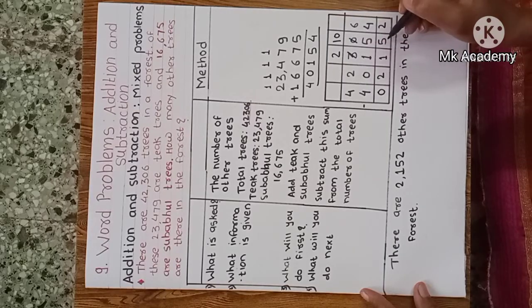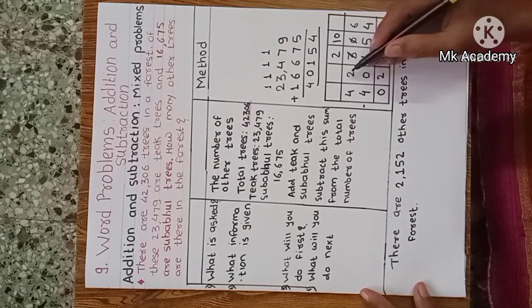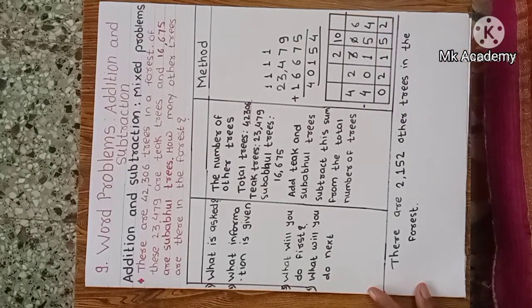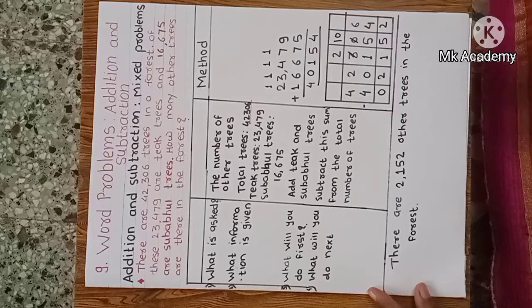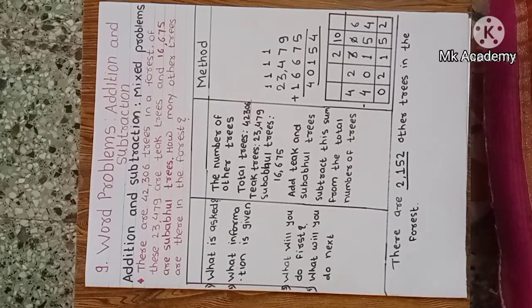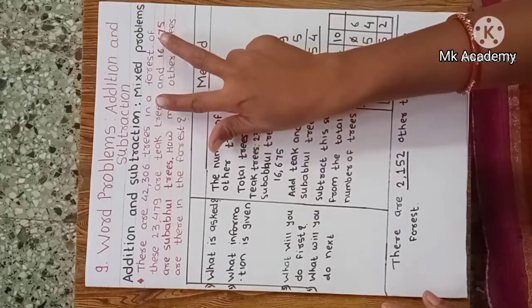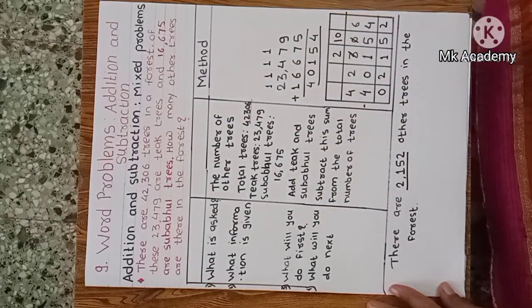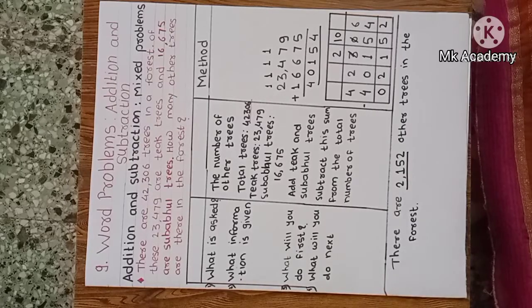10 minus 5, 5. 2 minus 1, 1. 2 minus 0, 2. 4 minus 4, 0. Means there are 2,152 other trees in the forest. Understood? Here first we add these two kinds of trees and then subtract this sum from the total number of trees, and then we get the other trees in the forest.